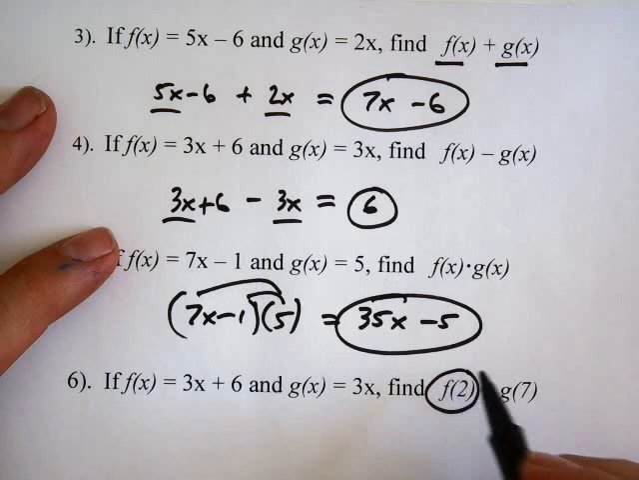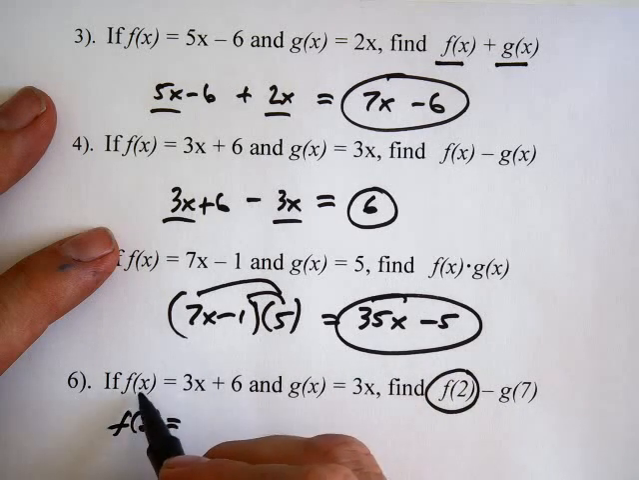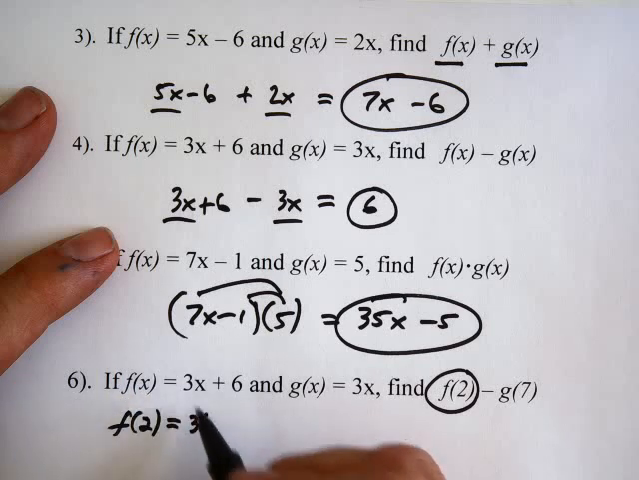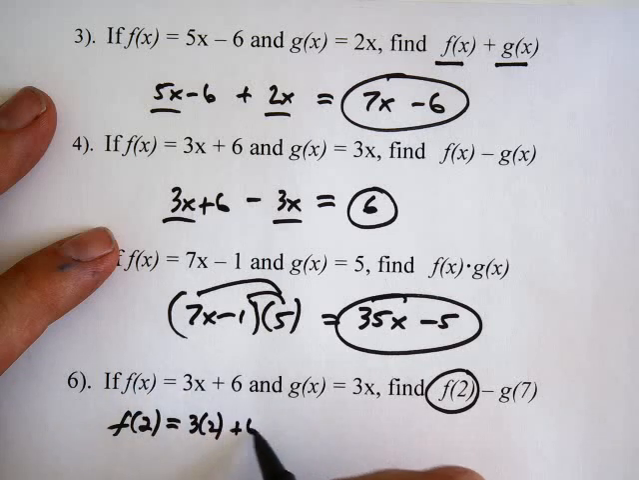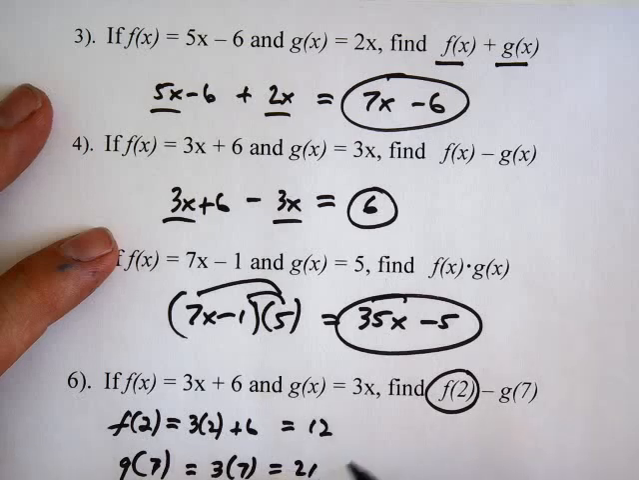And now it gets a little more interesting. First it says to find f of 2. So I need to plug 2 into the function where x is. Everywhere I see an x, I put a 2. So that's now 6 plus 6, which is 12. G of 7 is going to be 3 times 7, which is 21.